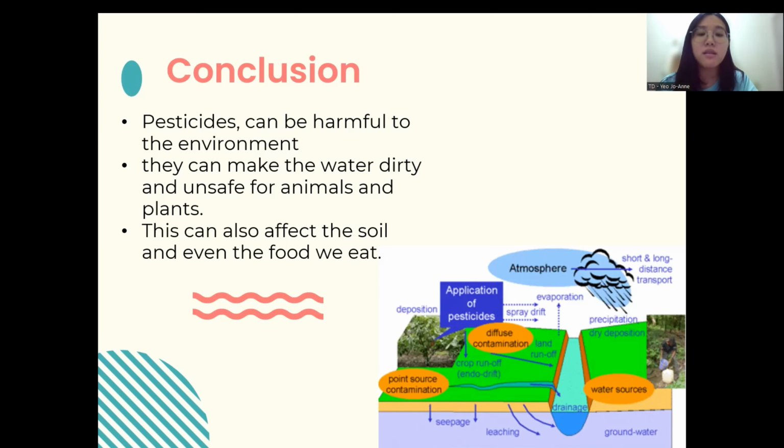When these chemicals dissolve easily in water, they can make the water dirty and unsafe for animals and plants. This can also affect the soil and even the food we eat. So it is important to know how easily pesticide dissolves in water so we can find a better way to control pests and keep the environment safe.